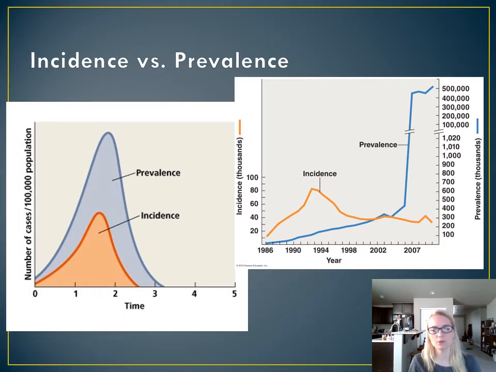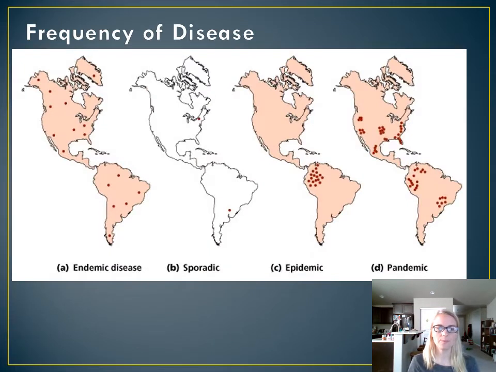So here are a couple different graphs showing some graphical representations of incidence and prevalence in general, and then a particular example, I think of HIV, from the mid-80s up to the mid-2000s.